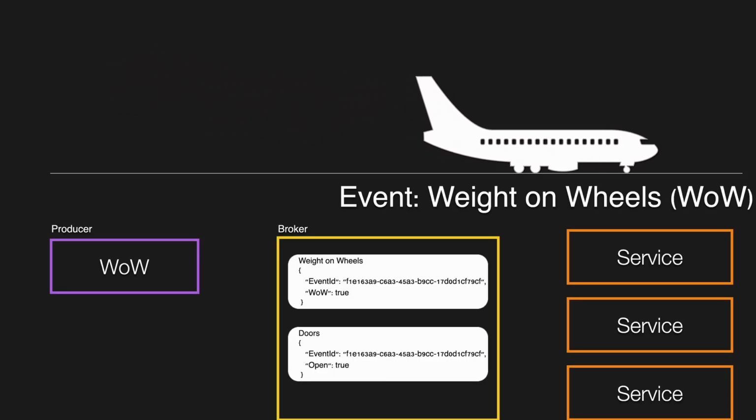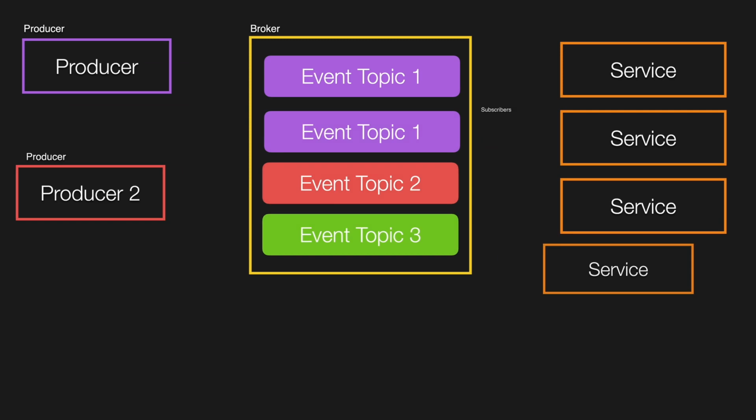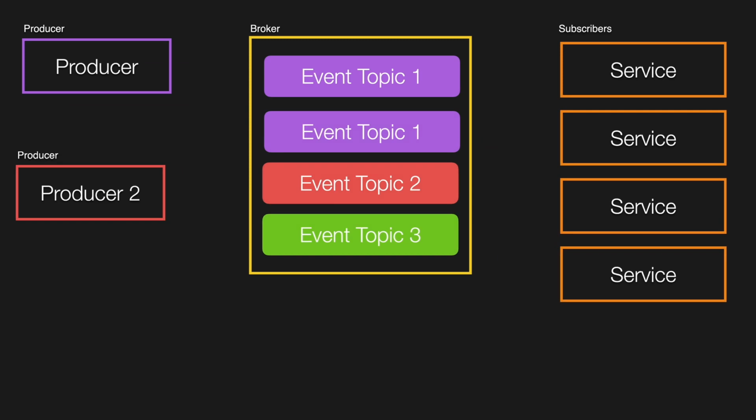So let's take a look at an example. We have our aircraft and the tarmac. The airplane lands on the tarmac. An event is triggered called weight on wheels. The weight on wheels producer publishes the event to the broker. The broker then takes that event with the data saying the weight on wheels is true. We want to distribute that to all the subscribers, and all the subscribers can concurrently get this event and start processing it. Let's take a look at another example.